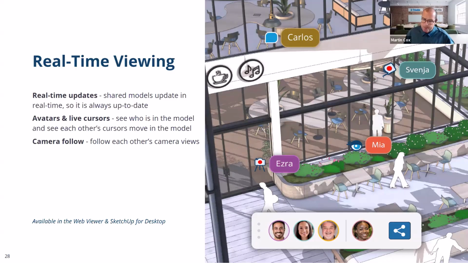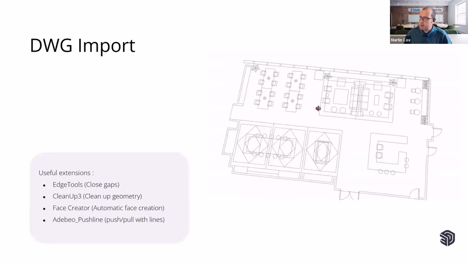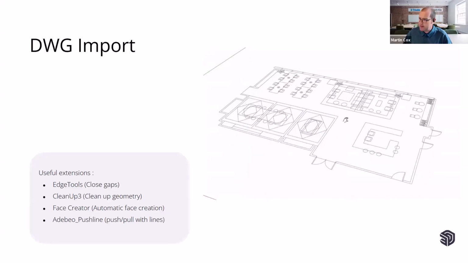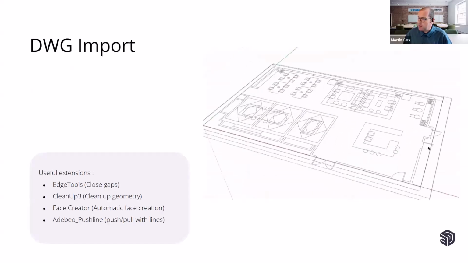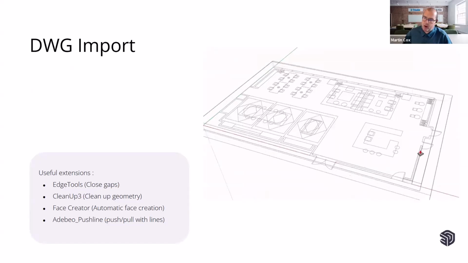So building from Trimble Connect, that collaboration and storage on the cloud there, great way of doing it. Okay. And then when getting started within SketchUp, we have DWG import. There's a number of extensions that can help with this, but using the 2D file within SketchUp is still a very powerful way of working.